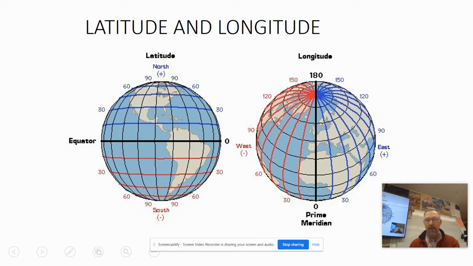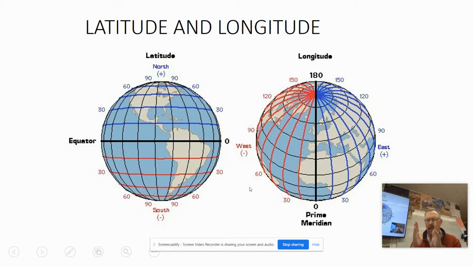So theoretically, if you live on an island group over here in the middle of the Pacific, you could have like a couple different birthdays just by flying back and forth between those islands because you just change your days back and forth. So it's kind of an interesting phenomenon. But that's latitude and longitude in a nutshell.